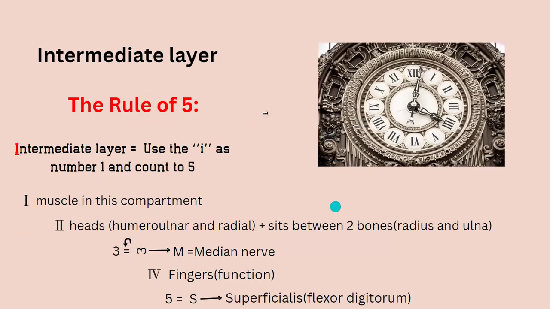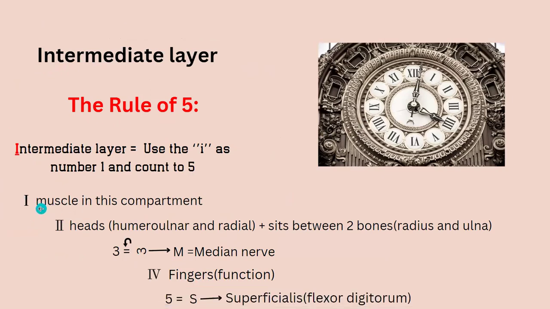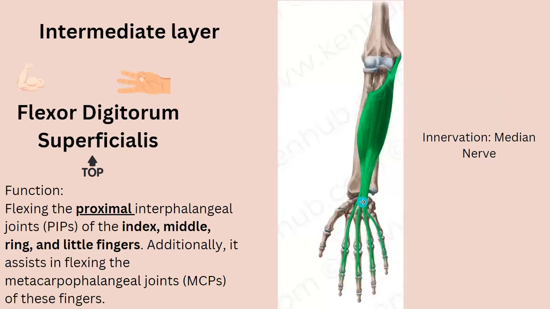Now, a way I used to memorize the intermediate layer is the rule of 5. I took the I in intermediate as the Roman numeral, and I counted 5. So 1 indicates that there's only one muscle in the compartment. 2 means there are 2 heads, the humeroulnar and the radial, and it also sits between 2 bones, the radius and the ulna. From the picture here, you can see it sits between the radius and the ulna, and it has 2 heads, the humeroulnar and the radial head right here.